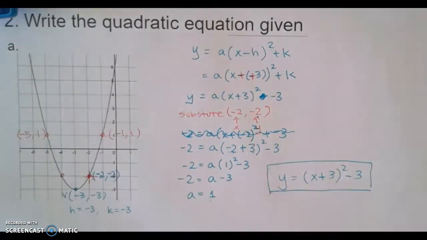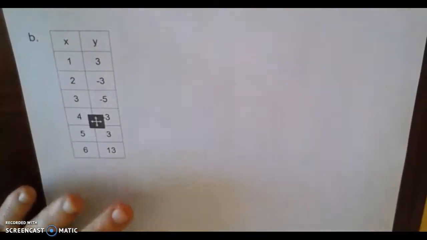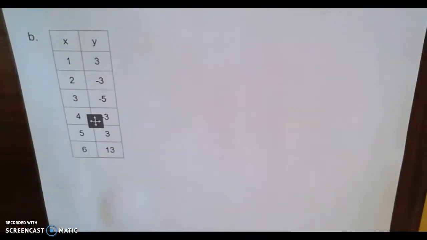Okay, so that was the first problem. Let's do the next problem. Okay, this time I'm given a table of points. So how do I figure this out?